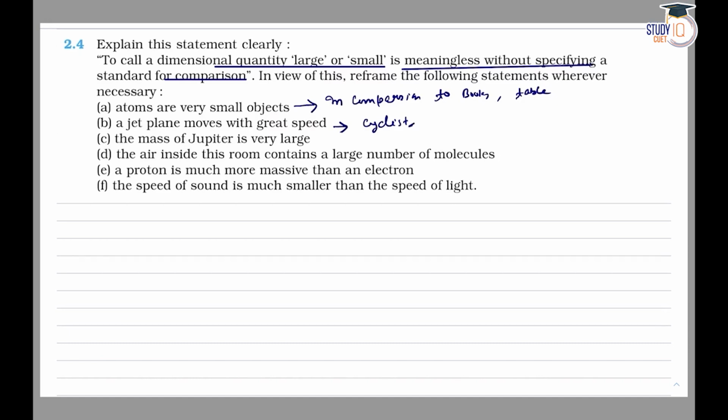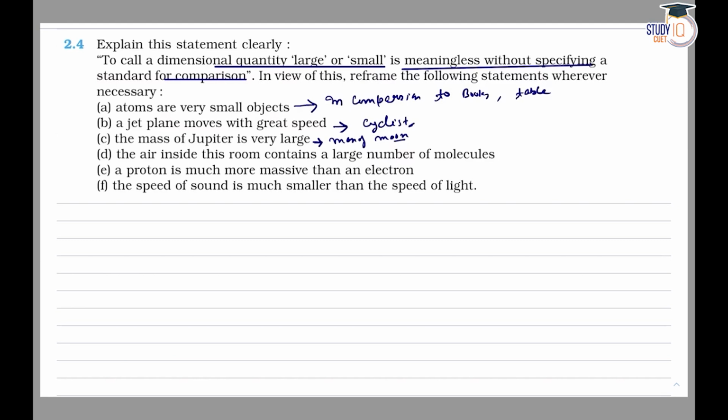The mass of Jupiter is very large. This can be compared with respect to the mass of the moon. So in comparison to the moon, the mass of Jupiter is very large.